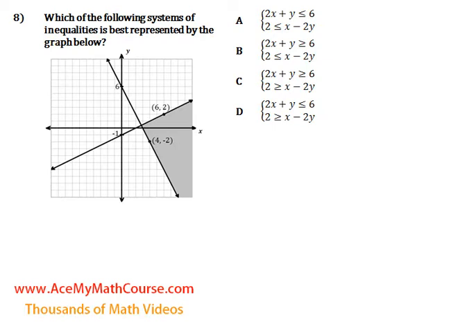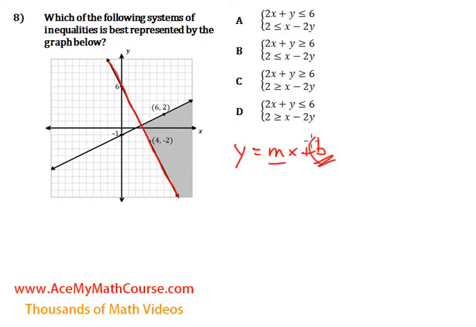Question 8. Which of the following systems of inequalities is best represented by the graph below? First step, let's figure out the equation of each line. Starting with the red line, let's use y equals mx plus b. B is the y-intercept, m is the slope.